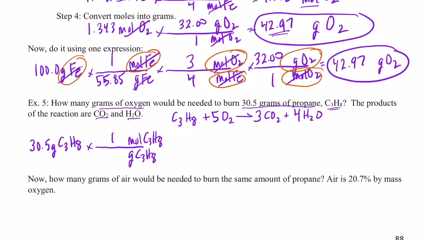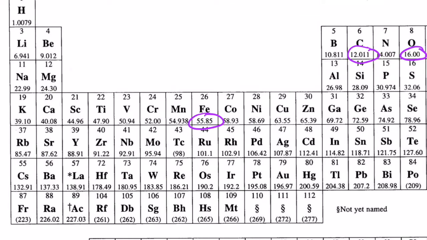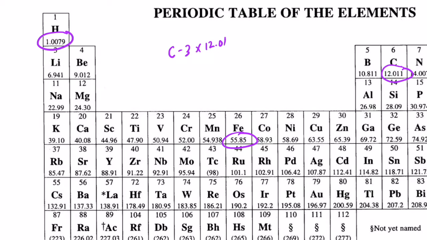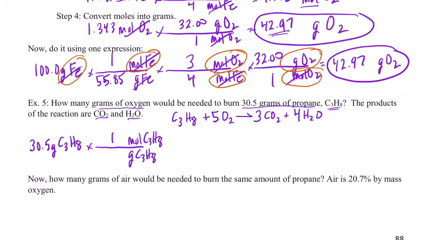Let's go to our periodic table, C3H8. So here's C. We have 3 of them. They're 12.01 grams apiece. H8. All right. That's 1.01 grams apiece. So we have 36.03 plus 8.08. So let's see what we get here. 44.11 grams per mole, if I did my math right. 44.11 grams per mole. Now, that gets us out of grams of C3H8 and into moles.